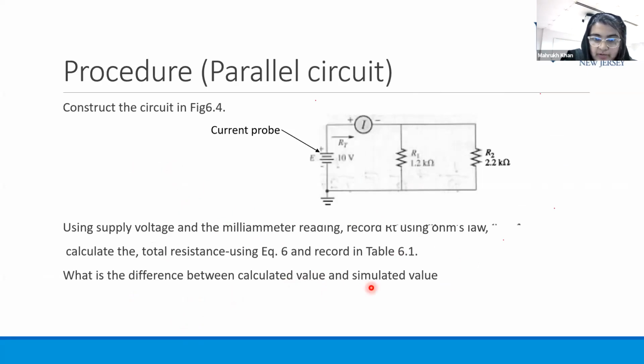What is the difference between the calculated value and the simulated value? Simulated values are the values that you get by putting the current probe on your elements. Okay? Am I clear? Yes, you are. Okay, so that's what we want.